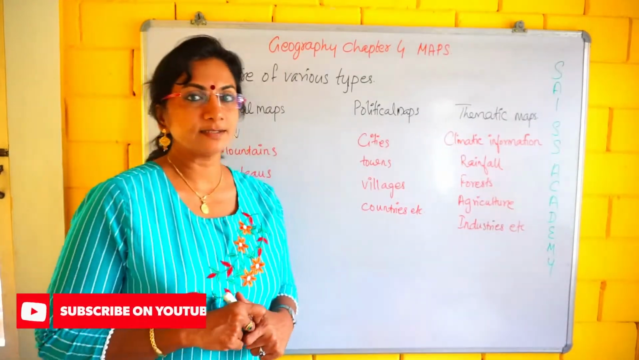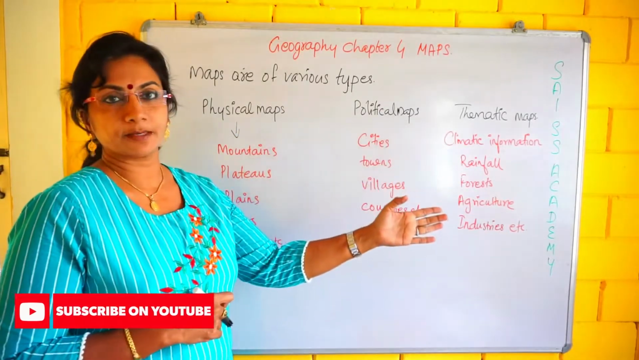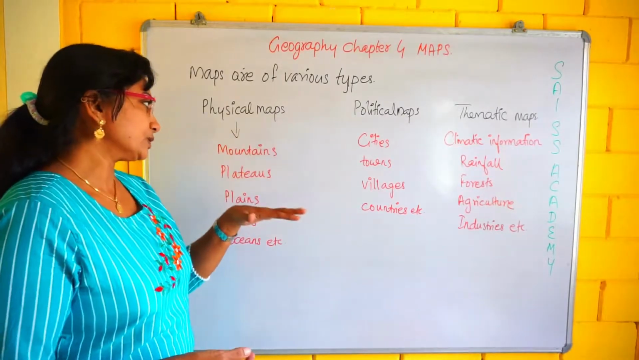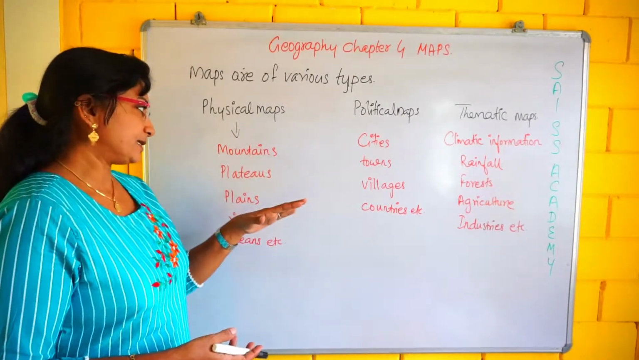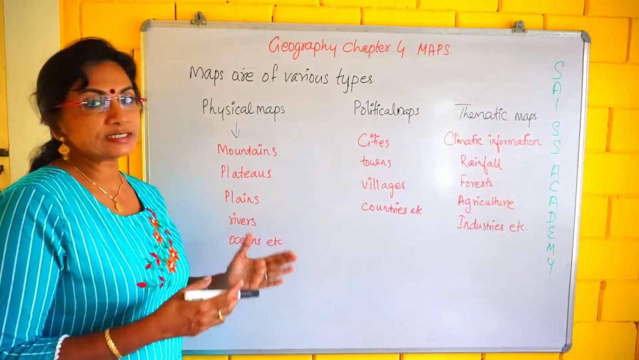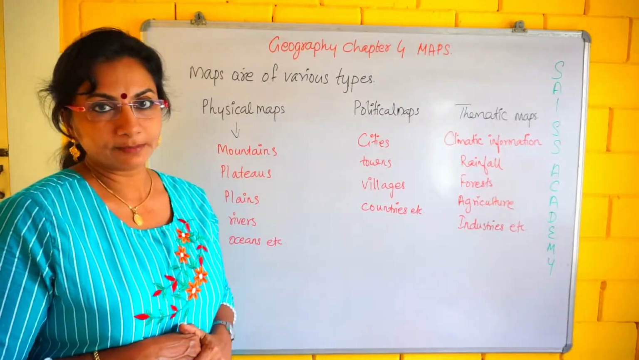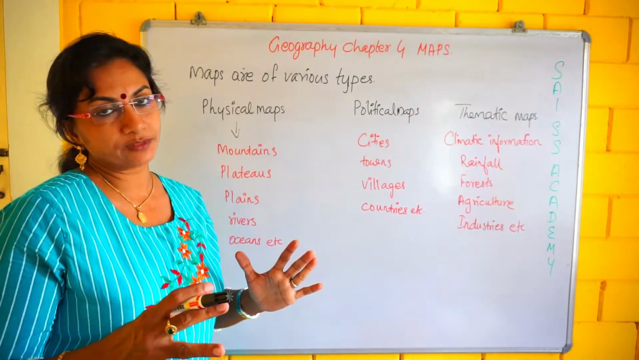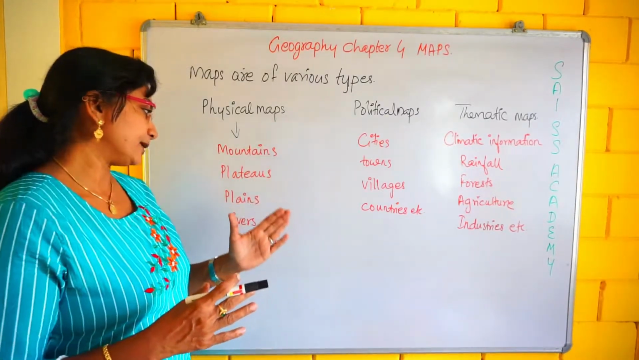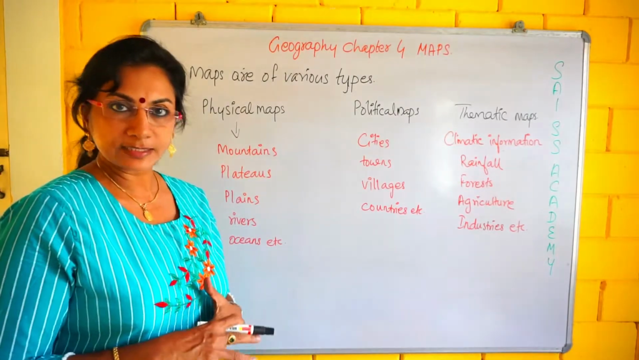Now again, maps are of various types: physical maps, political maps, thematic maps. What are the physical maps? The maps which show the physical features like mountains, plateaus, plains, rivers, oceans, etc. That means the physical features of the earth. When a map shows the physical features of the earth, we call that map a physical map.